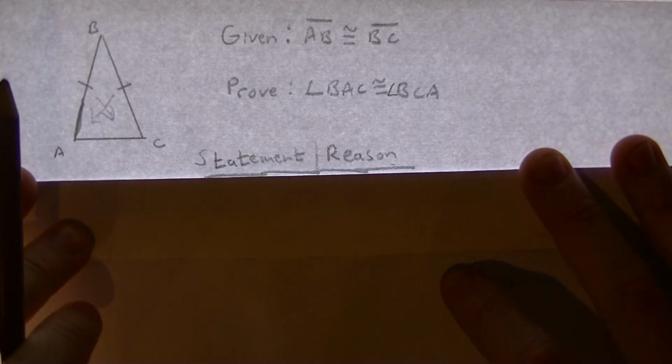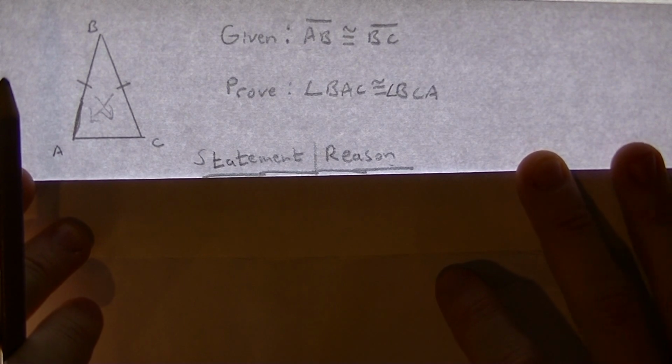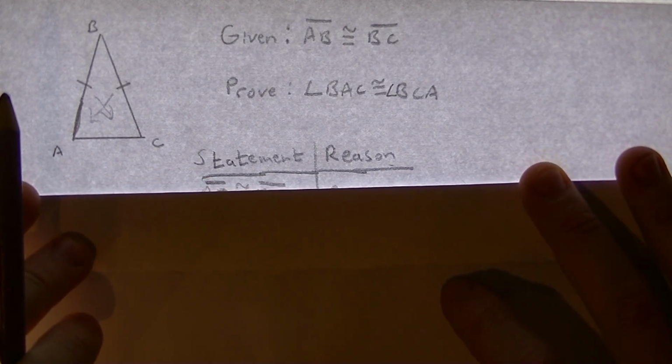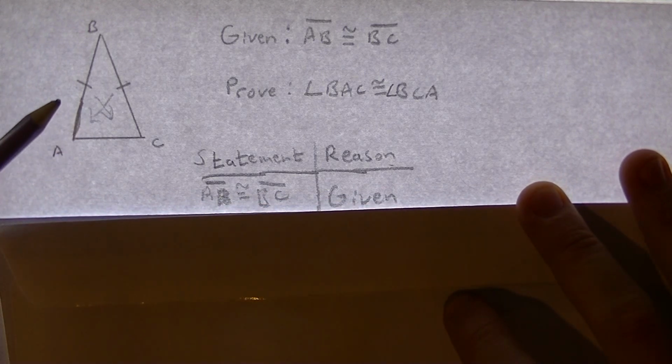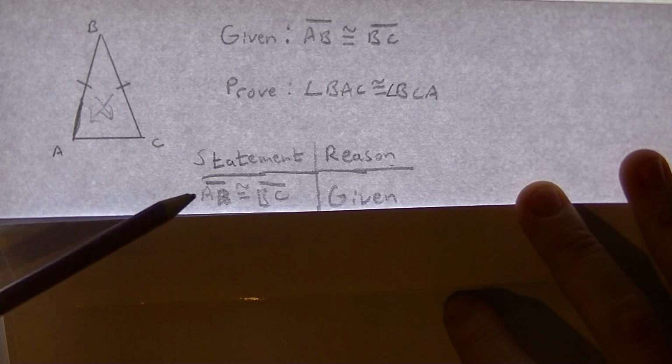So my first statement, and this time we're not doing a flowchart proof, we're just doing a T-chart proof. My first statement is that line segment AB is congruent to line segment BC, and the reason for that is that it was given.